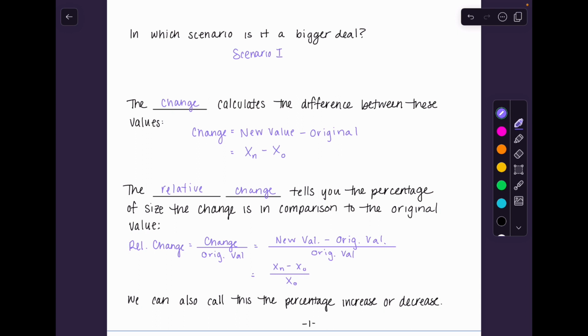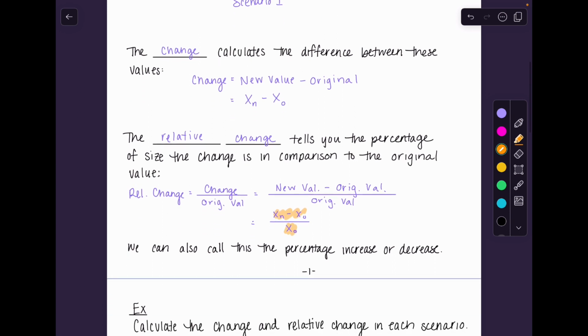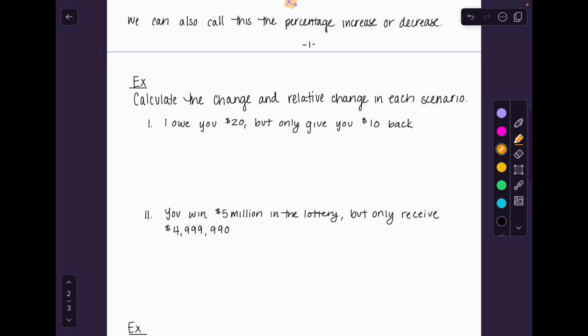Okay. So you might also hear this not just called the relative change. You can call this the percentage change or the percentage increase or the percentage decrease. Because remember, when you're taking something and dividing it by its starting value or that total amount, it's finding the percentage. Okay. So with these two scenarios, let's go ahead and find both the change and relative change in each situation.